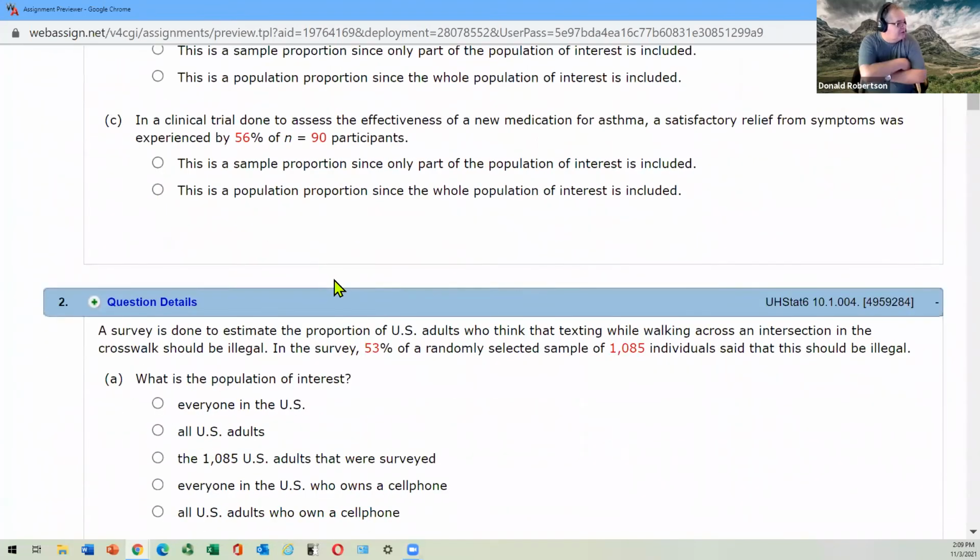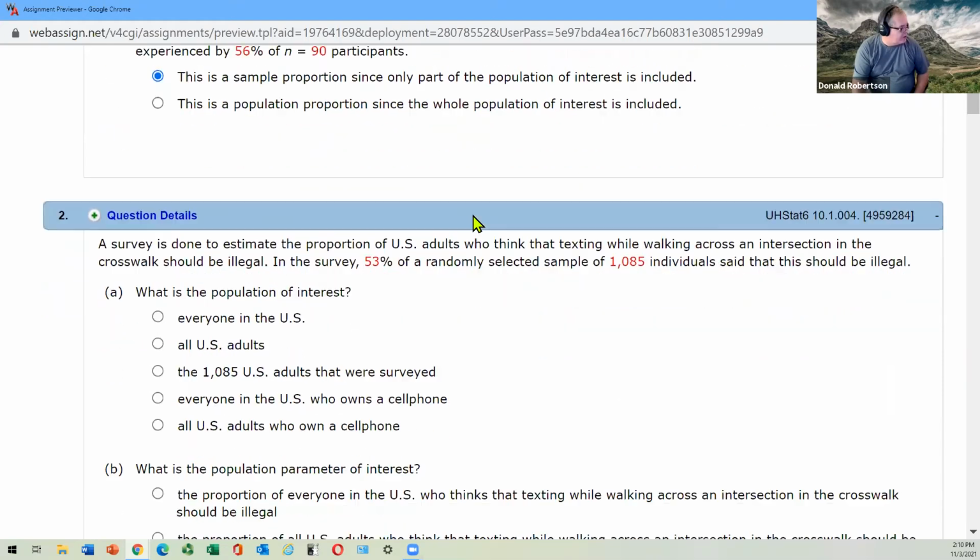Let's do the C then. In a clinical trial on asthma, a satisfactory relief from symptoms was experienced by 56% of the 90 participants. Is that a sample proportion or a population proportion? Agreed. Fingers up, number 1. Would you agree? You've seen enough of them now. Aren't most questions pretty obvious if the information's about a sample or it's about everybody, right? If it's about everybody, it's a population thing. If it's a little group of people that they're asking, it's a sample. That's essentially what that is.